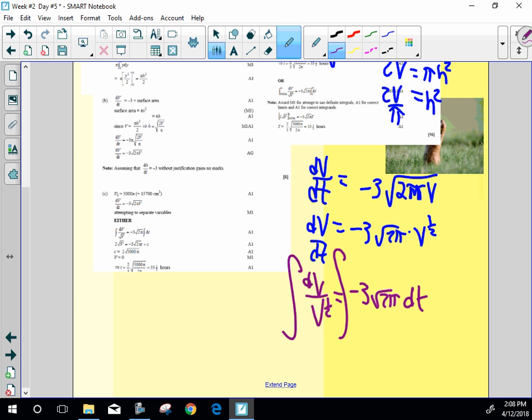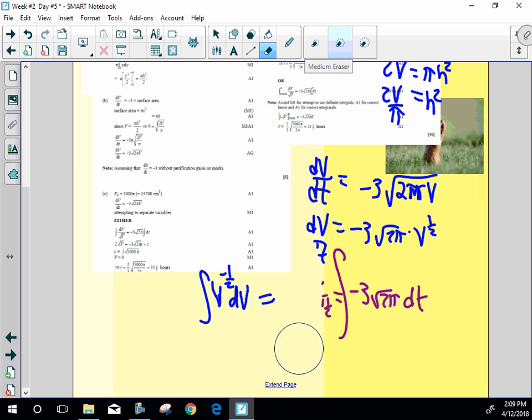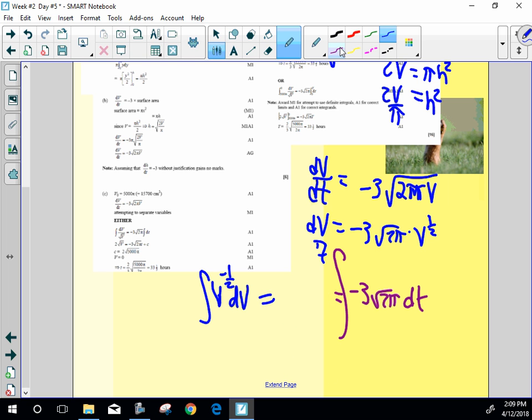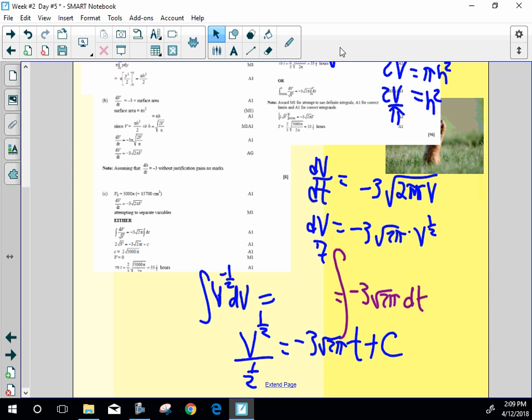Okay, and I'll let you finish it. You can look at the answers, but that's how you do that one. This isn't very helpful. I would write it this way, v to the negative 1/2 dv. That's what I would write instead of that. And then this antiderivative is easy. It's v to the 1/2 over 1/2. This one's going to be negative 3 square root of 2 pi t plus c. So you'll have to find the c, and you'll have to then solve to find t, but I think you can do that.